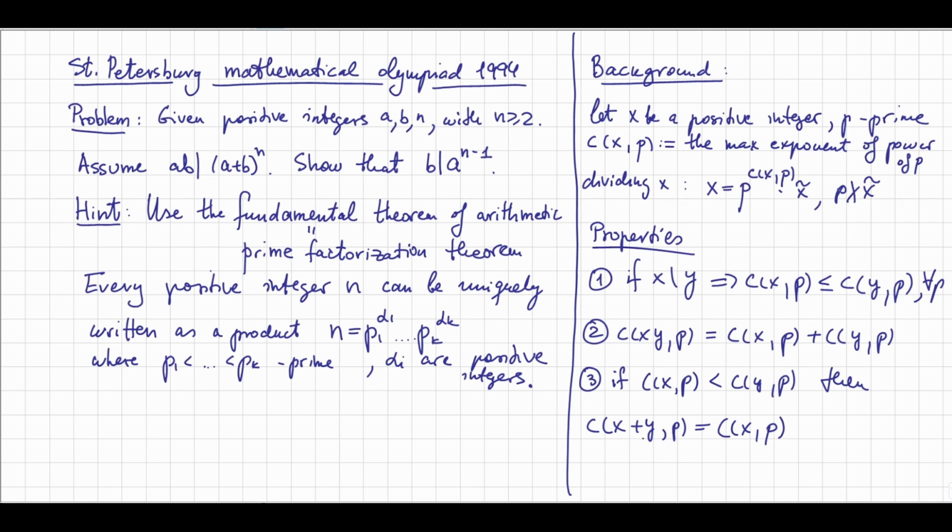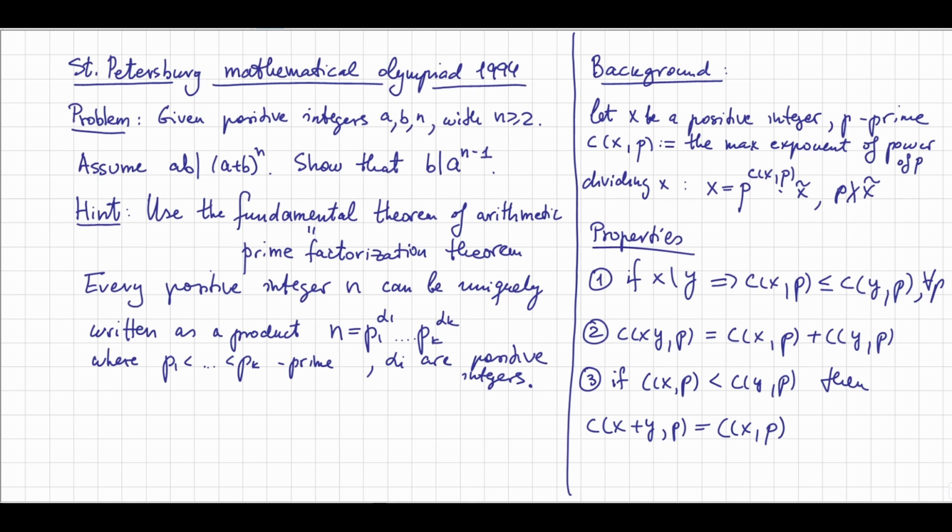This is because when we are dividing x plus y by the prime p, we can first do it c(x,p) times, so this will work both on x and on y, after which the first summand will not be divisible by p, while the second summand will still be divisible by p, since c(y,p) is larger than c(x,p). So c(x+y,p) is equal exactly to c(x,p).